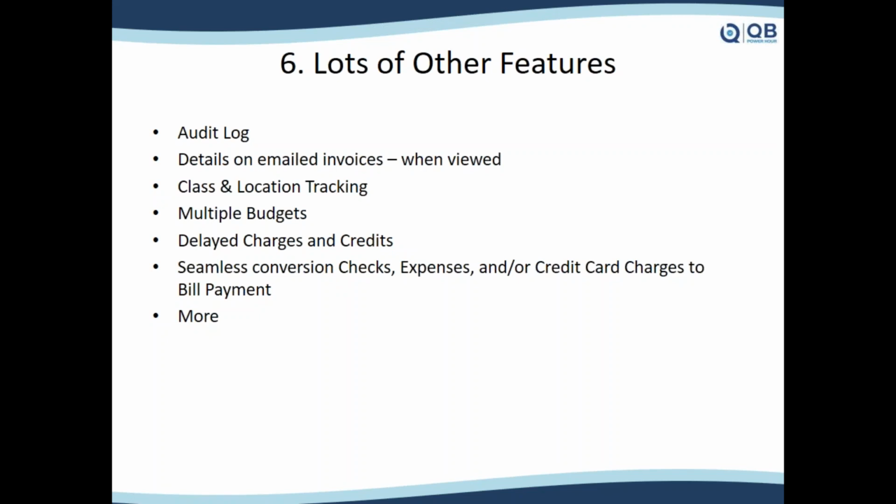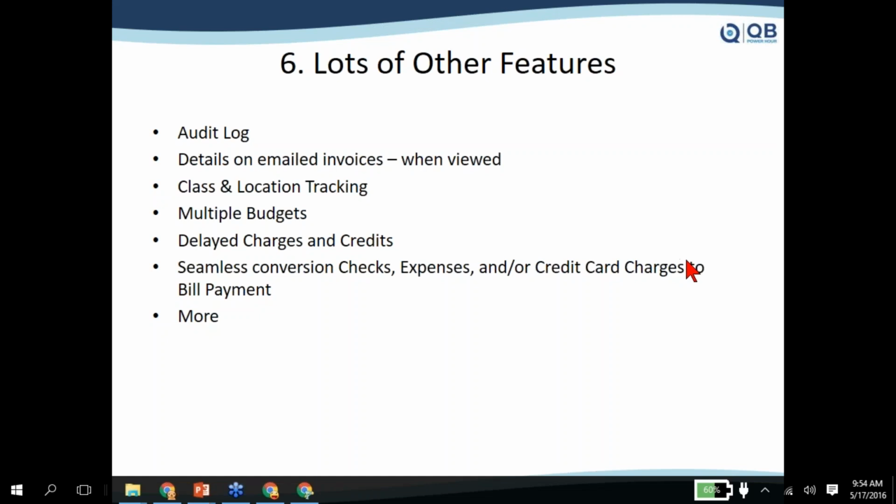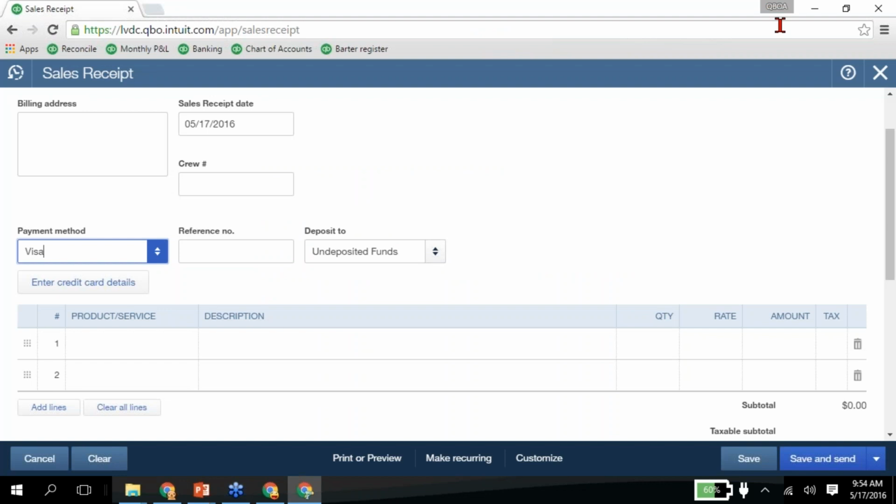If your client pays it wrong, let's say they entered the bill, but instead they entered a check or an expense to pay it, in desktop, that's quite tedious to kind of fix that. In QuickBooks Online, it's super easy to change and turn that check, expense, or credit card charge into a bill payment to fix that problem. So again, these are super cool features that I absolutely love in QBO that are different than desktop.